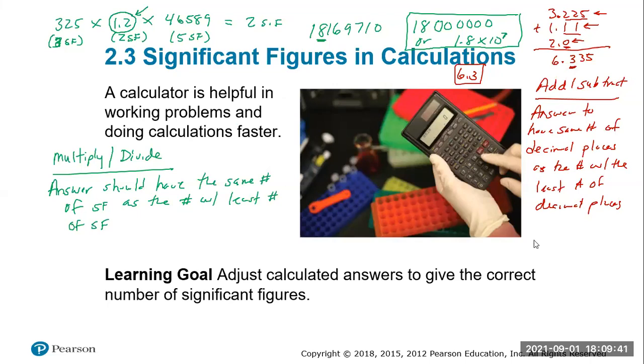So multiplying and dividing, we look at sig figs. The least number of sig figs in your calculation should be how many your answer should have. And when you add or subtract, the least number of decimal places should be what your answer ends up being. Question on that there.